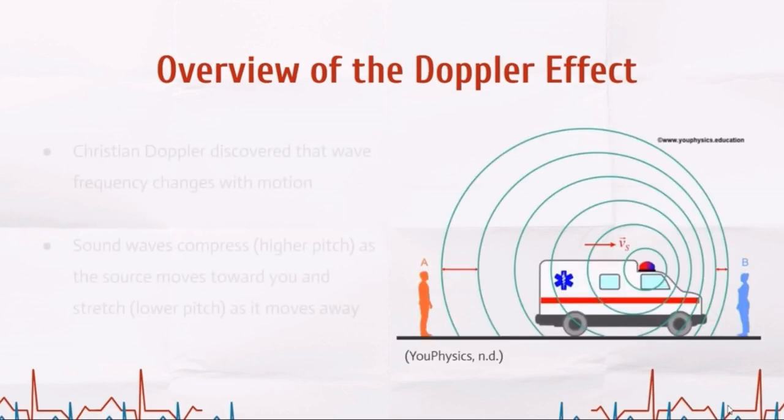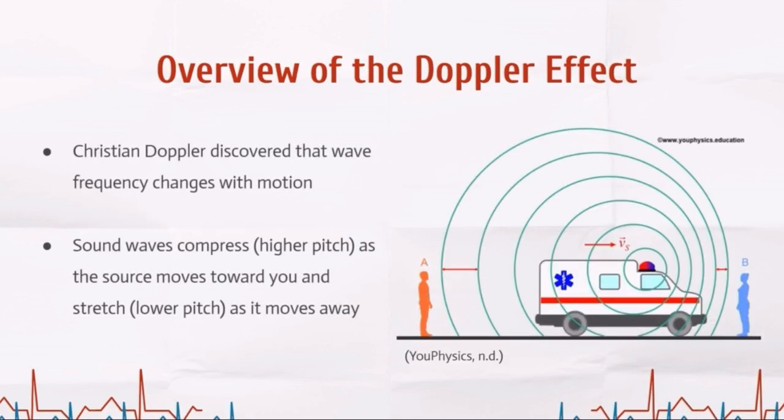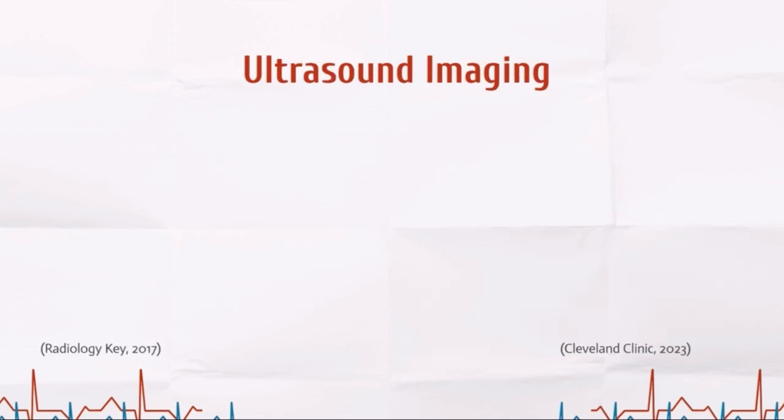Christian Doppler famously discovered the Doppler effect in 1842. He recognized that sound wave frequency increases as its source moves toward an observer and decreases as it moves away. Think of how sound from a blaring ambulance siren seems to get faster as it zooms toward you, only to get slower as it moves away.